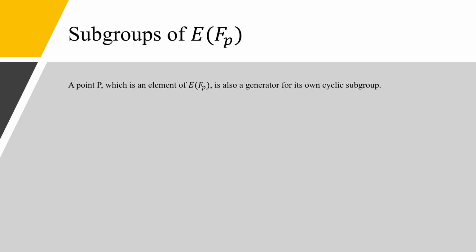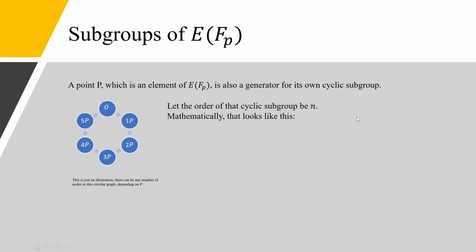So that's exactly how it works. We take a point P, which is an element of the restricted elliptic curve, and it's also a generator for its own cyclic subgroup, which let's say has some order n. So mathematically it looks something like this. No matter how many times we do the elliptic curve point addition, it will always follow this pattern. And again, this is the same definition we saw for order: n dot P, or if we do the group operation with P itself n times, then we end up with the identity element.